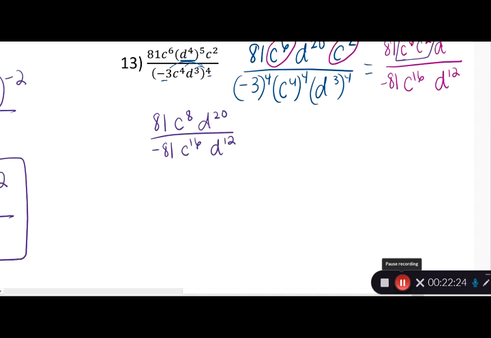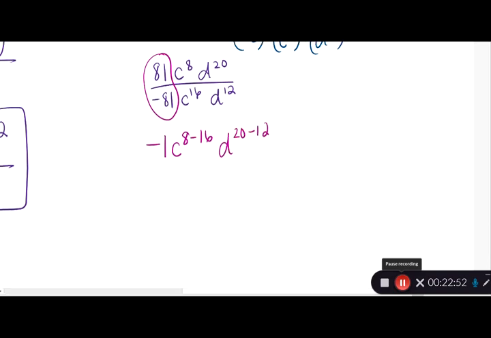Okay, so now with exponents we would subtract, right? So I want you to look at 81 over negative 81. What does anything over itself equal? 1. Hopefully you said. Since it's a negative 81, we're actually looking at a negative 1. Then we have c to the 8th over c to the 16th, so it's c to the 8th minus 16, d to the 20 minus 12. Okay? The negative 1, c to the negative 8, d to the positive 8.